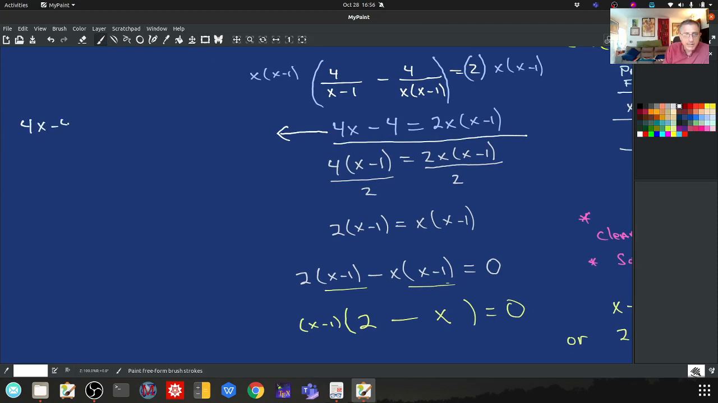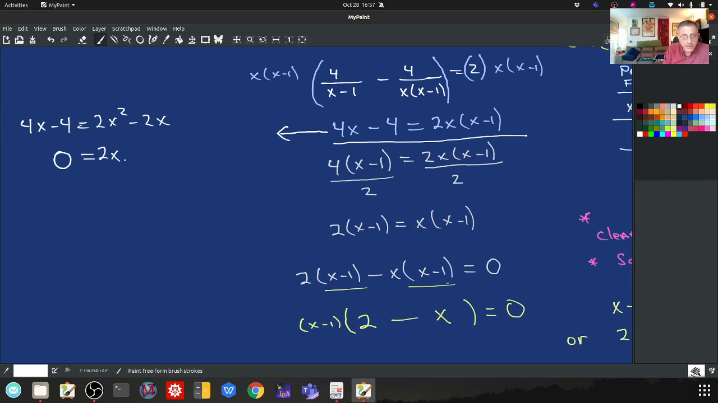4x minus 4 is equal to 2 times x times 2x, and x times 2x is 2x squared minus 2x. Okay, good. What do you do to solve that? There's only one way. This is a quadratic equation. You have to move everything to one side. This is a degree 2 polynomial, and I want the leading coefficient to be positive.